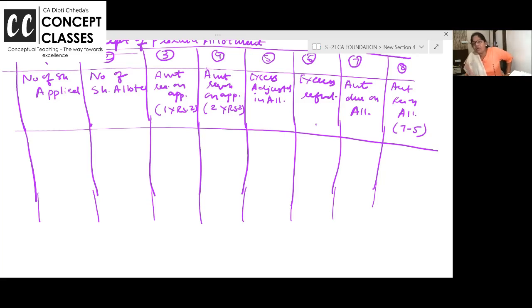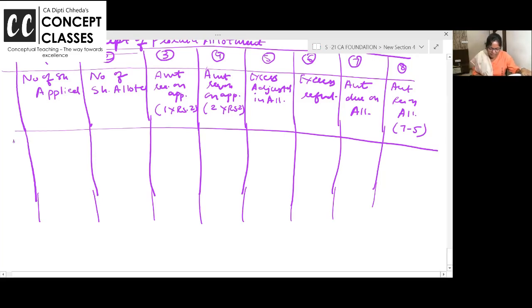You must be having a doubt, ma'am. Allotment में ज्यादा है तो can we add it, adjust it in the final call 7 rupees? Yes, you can, but they didn't say. So for this problem we cannot. Chalo, read your problem. I'm going very slow for this problem.